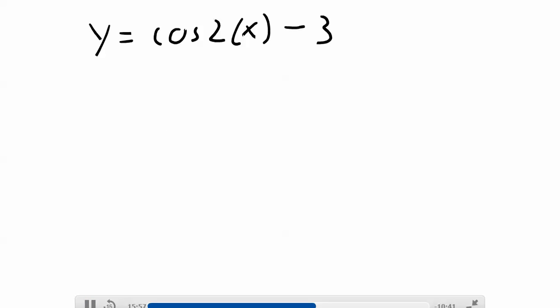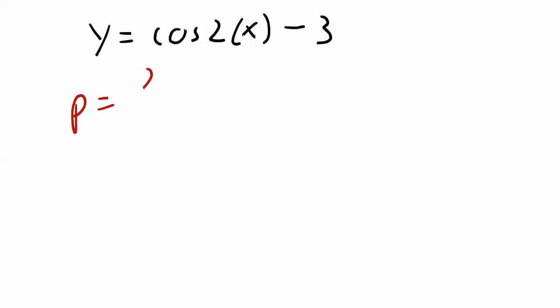So I've got y equals 2x minus 3. Okay, so I've got that b value. So again, remember, step 1 is to find the period. Period is 2 pi divided by b. And b is 2 in this case, so I get 2 pi divided by 2, which equals pi. So now it's only going to take pi units to get all the way around the graph.